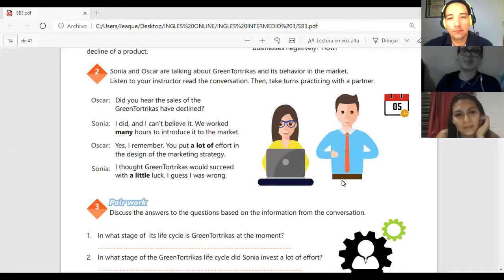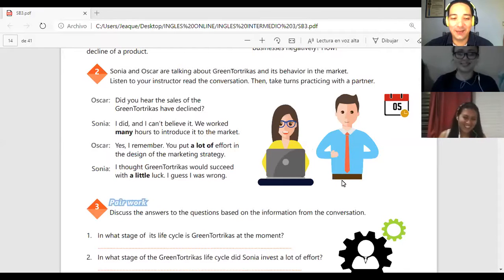Yes, I remember. You put a lot of effort in the design of the marketing strategy. I thought green tortillas will succeed with a little luck. I guess I was wrong. There you go. Okay, good job.